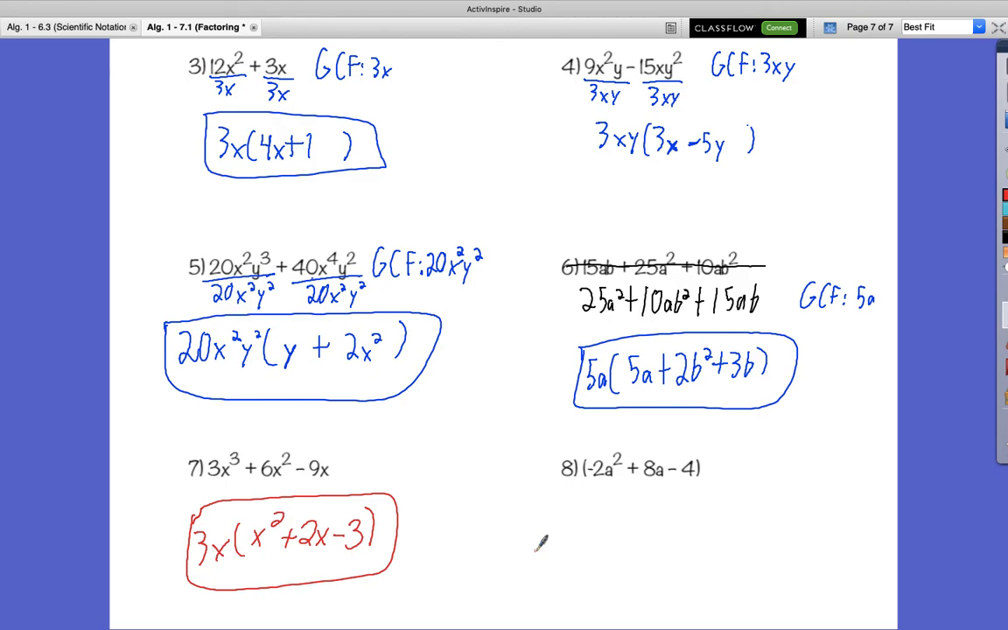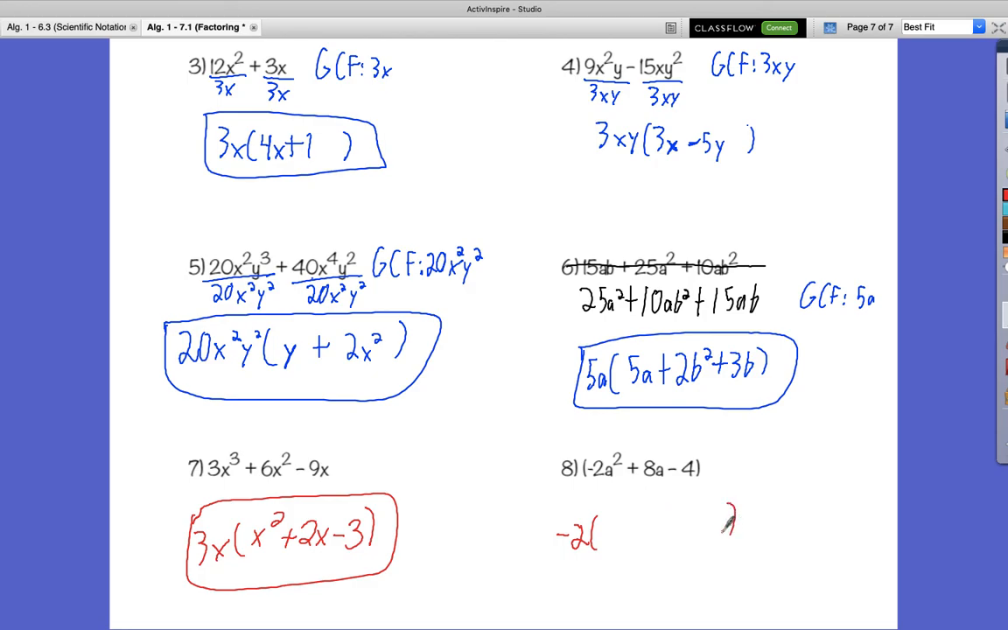Hey guys, as we look at the GCF of this last one, number 8, here's the thing. We want our first term to end up being positive. So instead of factoring out a positive 2, we should factor out a -2.